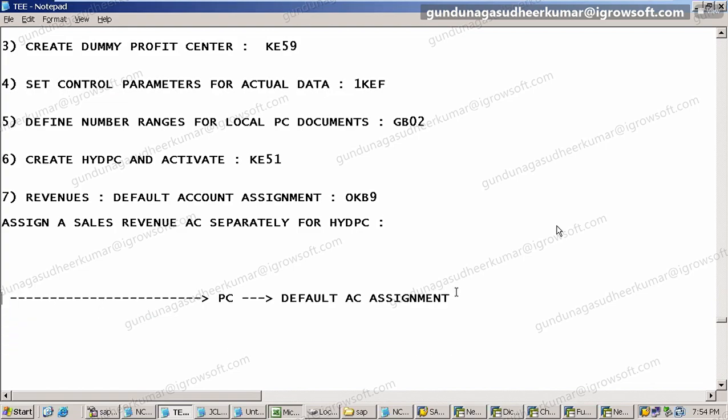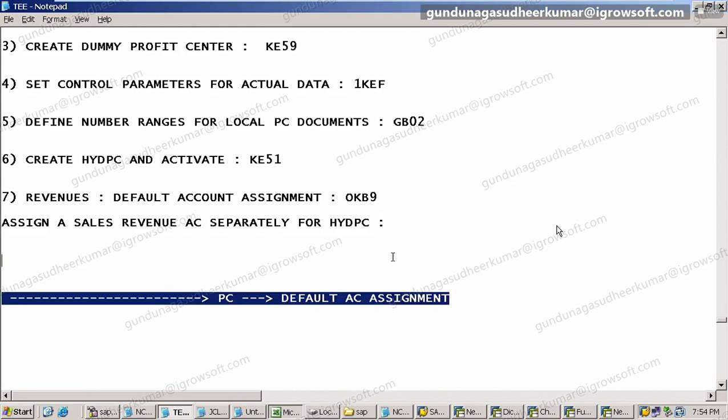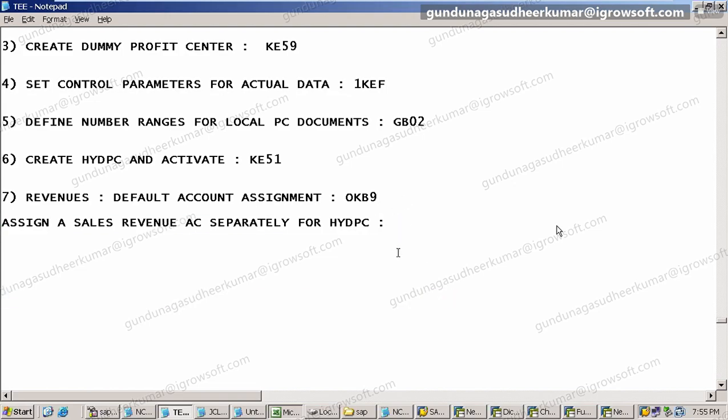Sir, for what reason did we create a dummy profit center, and in which scenario do we use it? That I discussed. Can anybody tell me why we create a dummy profit center? If there is no profit center, then it will be going to the dummy profit center.